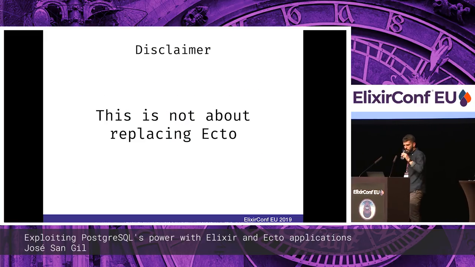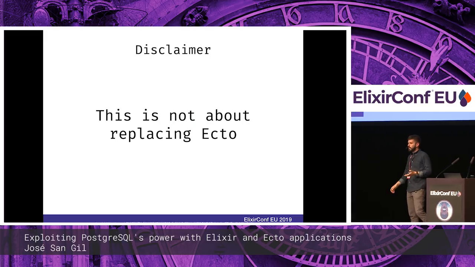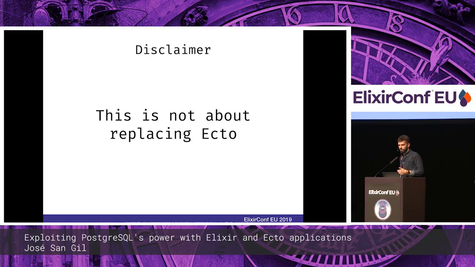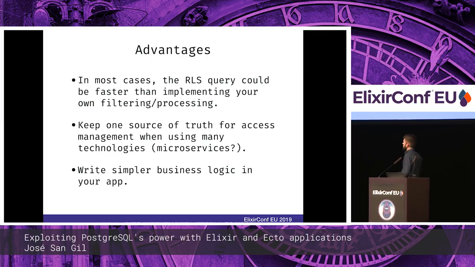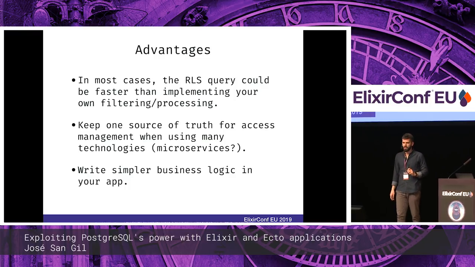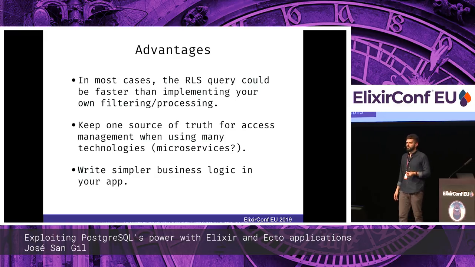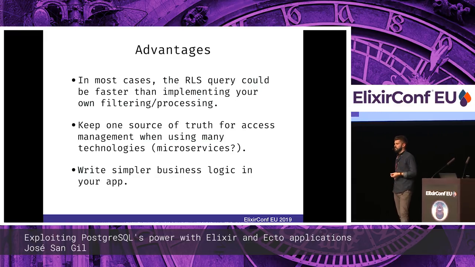As a disclaimer, this talk is not about replacing Ecto. This talk is about a different way of using Ecto and Postgres. It has some advantages. In most of the cases, and please notice, most of the cases, row level security could actually be faster than implementing that ourselves. It could be faster in terms of milliseconds of performance time, but it could also be faster in terms of development.